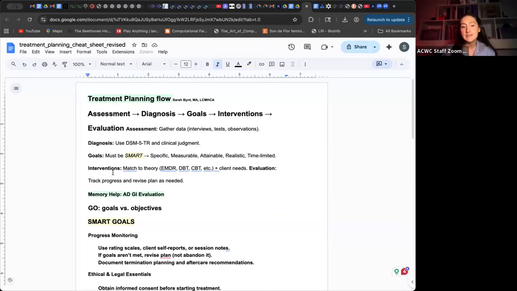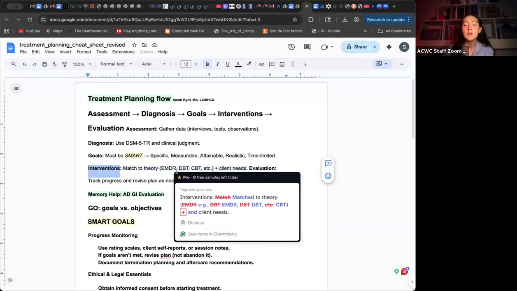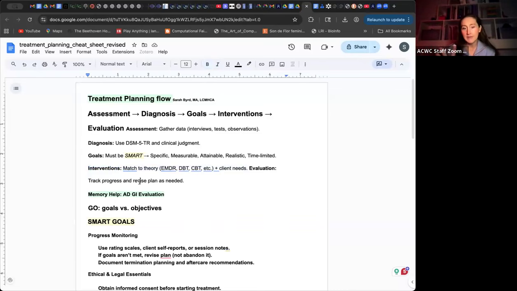The interventions, this is getting down to the nitty gritty, right? These are the actual interventions we're going to do to help them reach their goals. So this is where we're going to match the theory we're coming from, our theoretical orientation, to the client's needs. And this is where it would be much more unique to that therapist and the client, right? So thus far, a lot of this has been really universal, right? Like we all have to do the assessment, we all have to do a diagnosis.